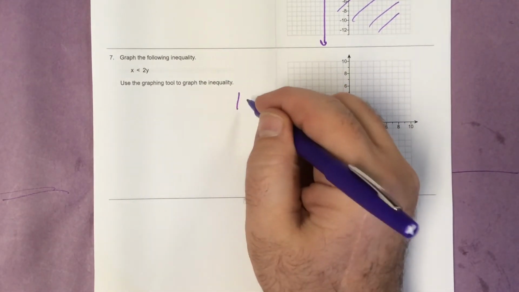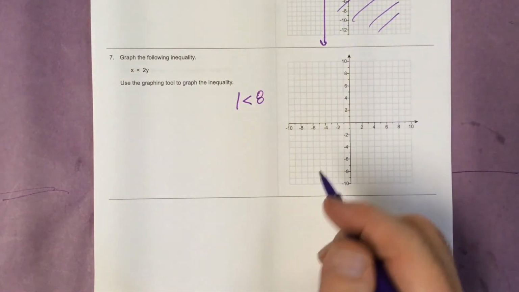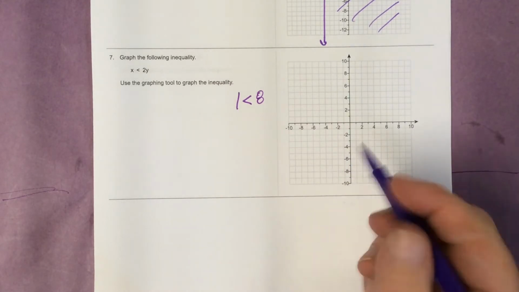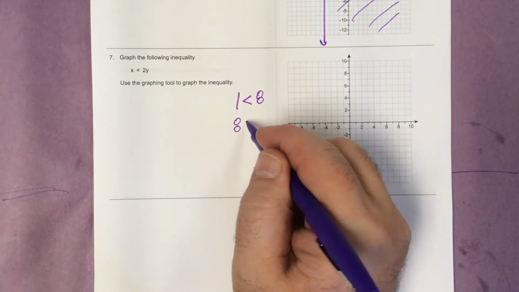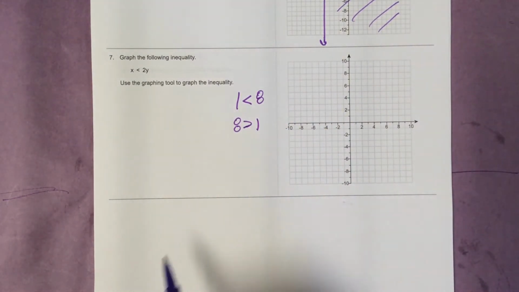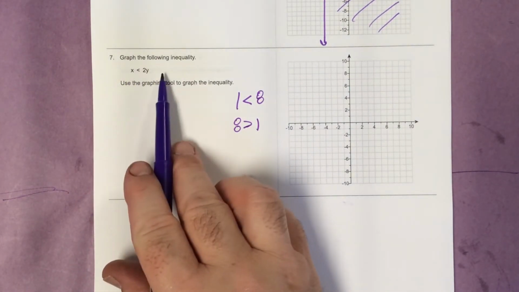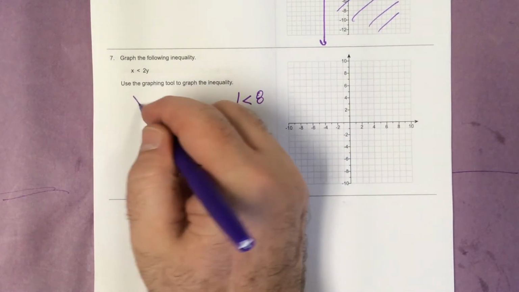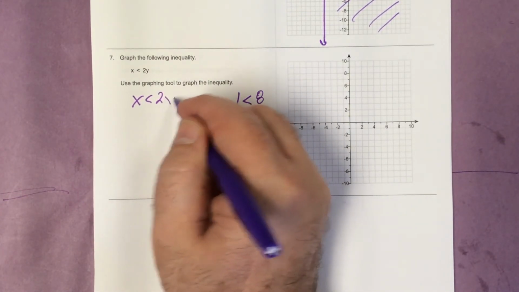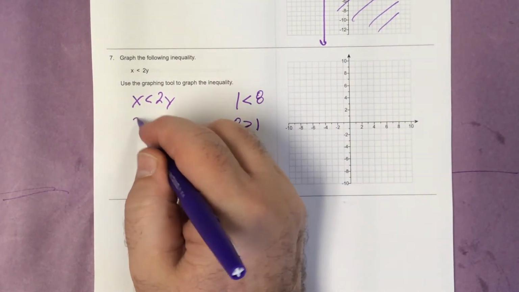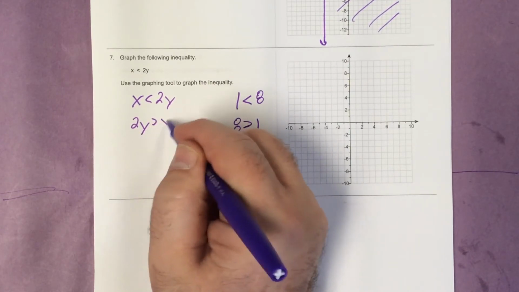So I showed in my first video that 1 is less than 8. If I completely turn this around, I could then say that 8 is greater than 1. So what I'm going to propose doing here, since I want the y on the left and the x on the right, is taking this original statement and just flipping it around. So I can write this now as 2y is greater than x.